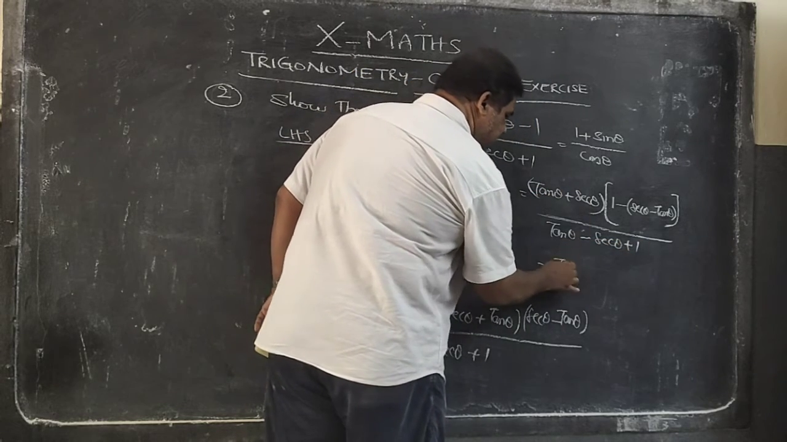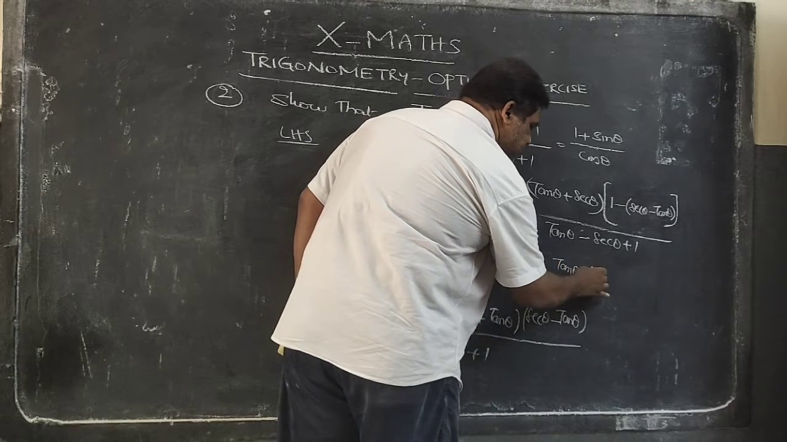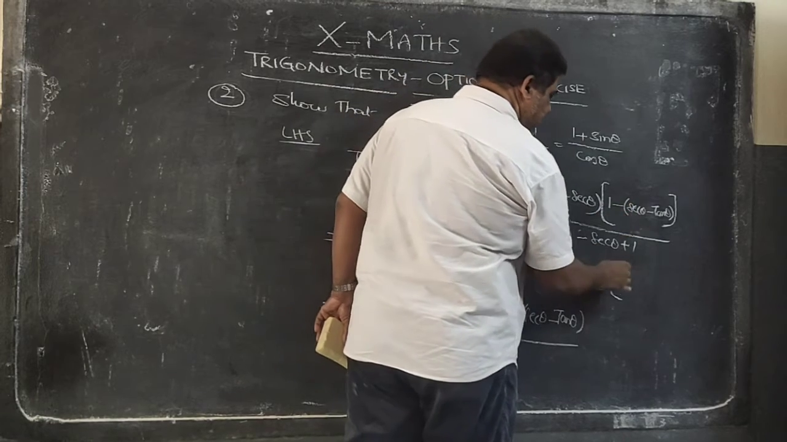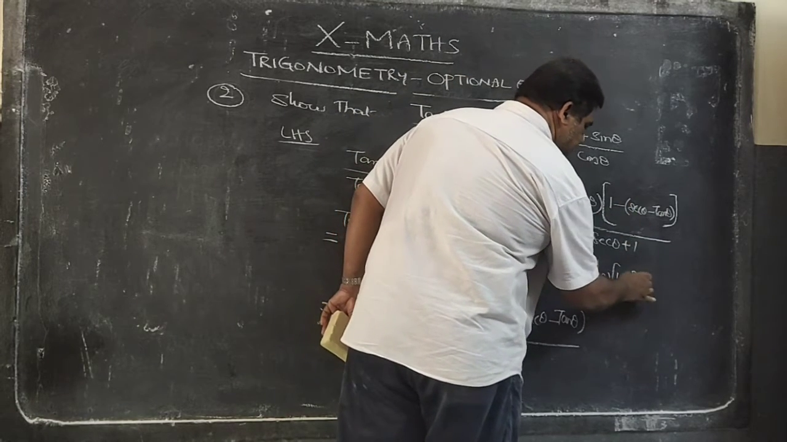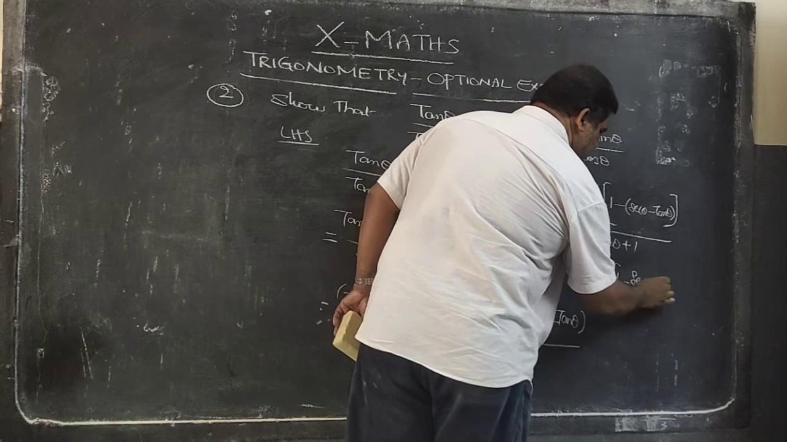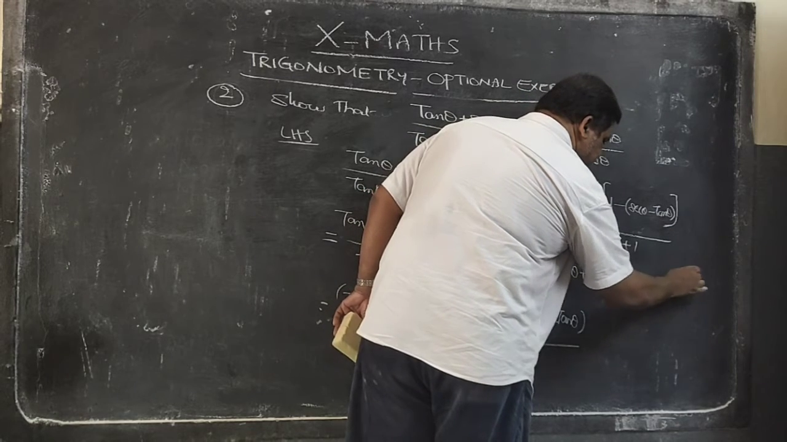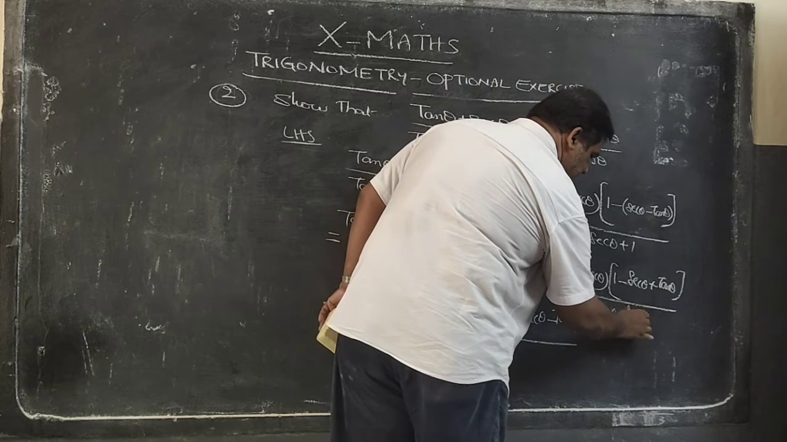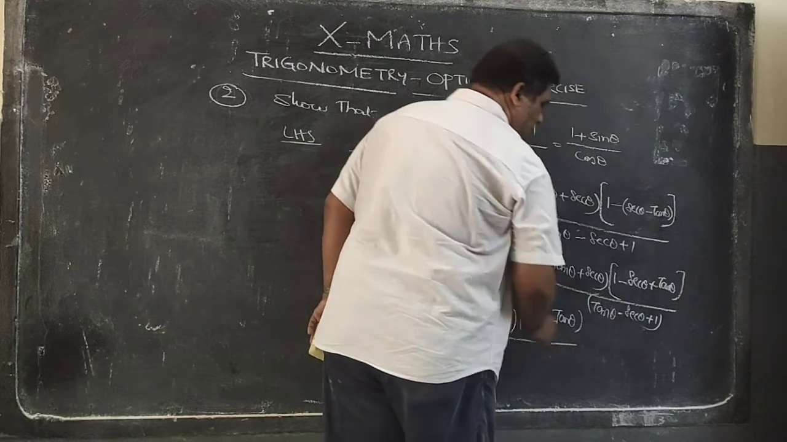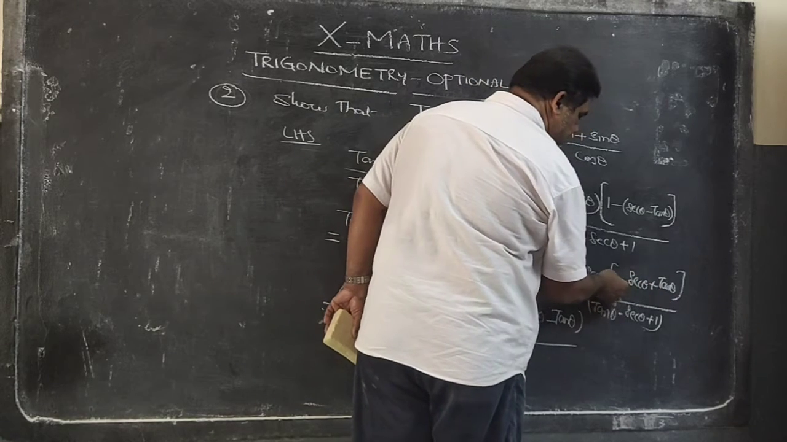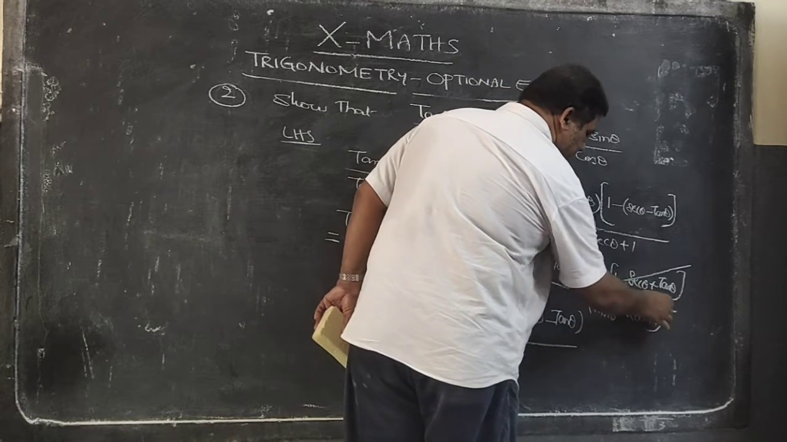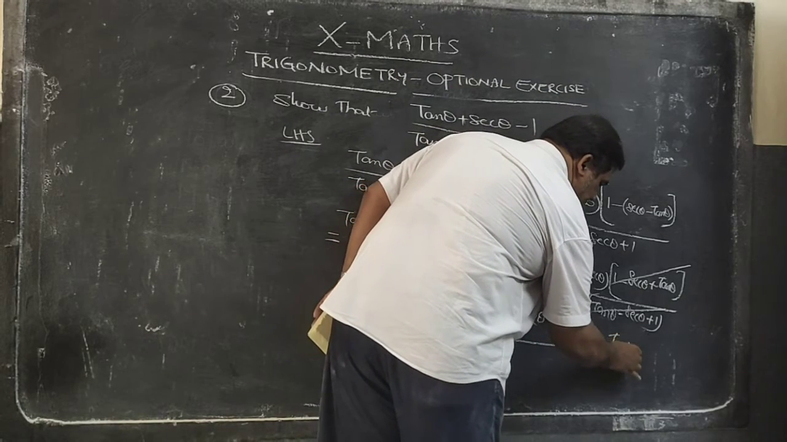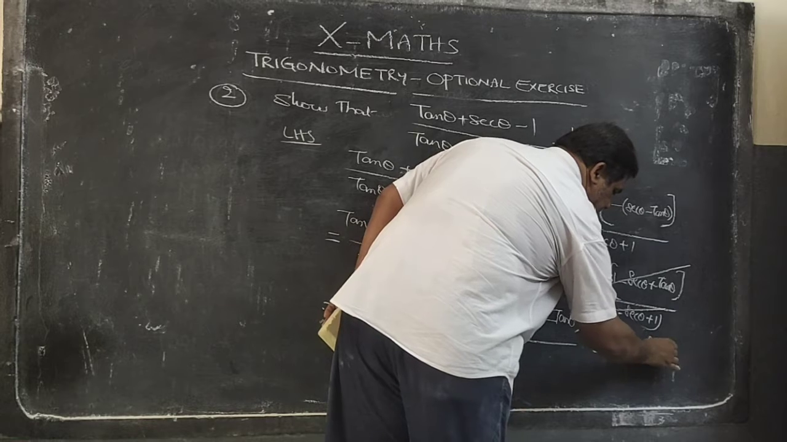Now this is tan theta plus secant theta. Now open the bracket: 1 minus secant theta, minus into minus plus tan theta, by the denominator tan theta minus secant theta plus 1. Now tan theta minus secant theta plus 1, numerator and denominator are having the same term, so you can cancel them. Now you will get tan theta plus secant theta.